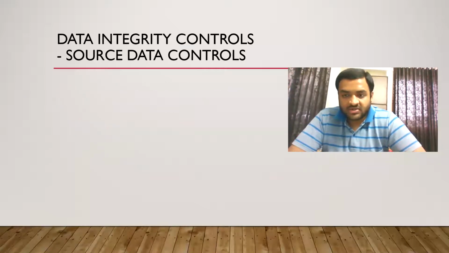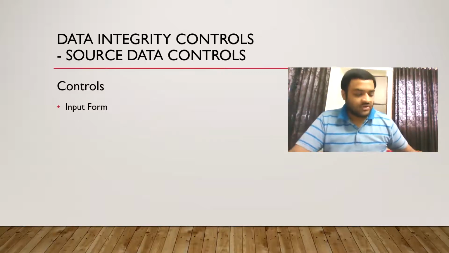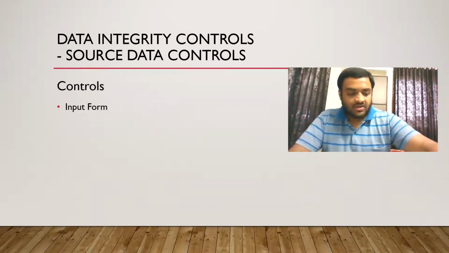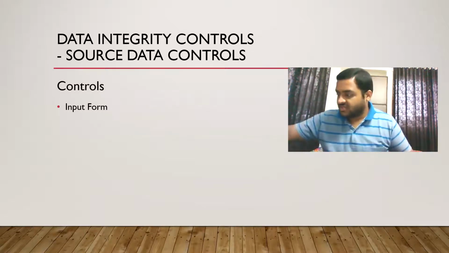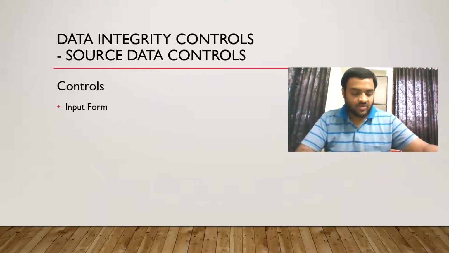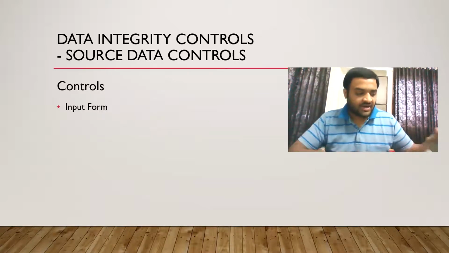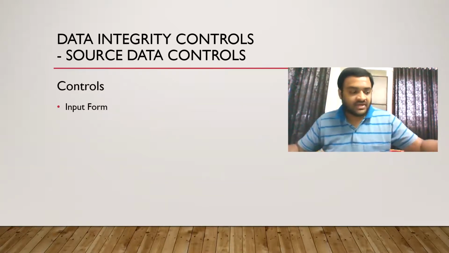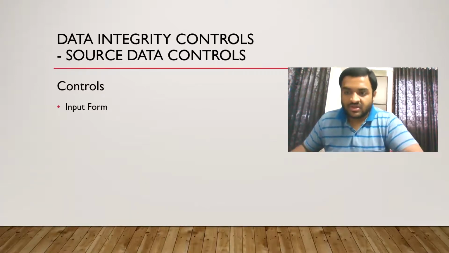Now let's see what are these controls. We will use an input form. We will design an input form which will make sure that all the fields are filled correctly by the user. So if in the name row you write a number, automatically it will prompt you that you have entered wrong data. Please enter the data correctly. So that is what you will do in input form.